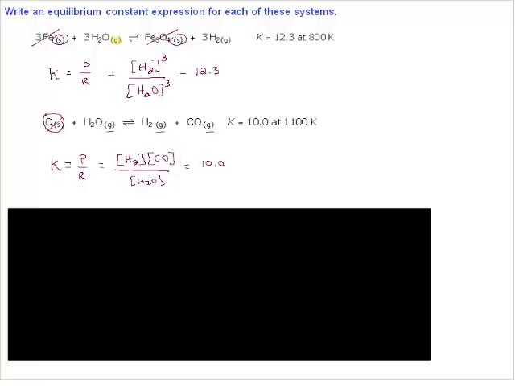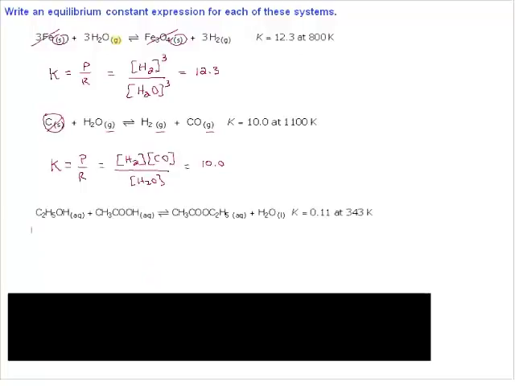Okay, here's another one. This one is a little bit different now because look at the state of water. Water is in the liquid state. So we're going to omit it because pure water cannot change its concentration. So we've got to watch out for water here. That's very, very important. In this case, the water crosses out because it's a pure liquid.